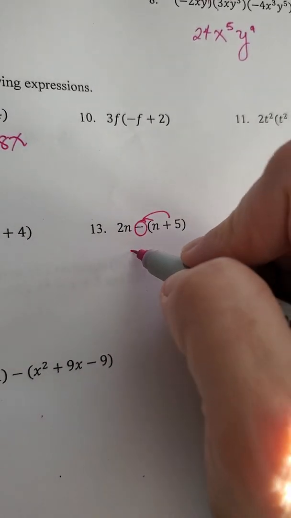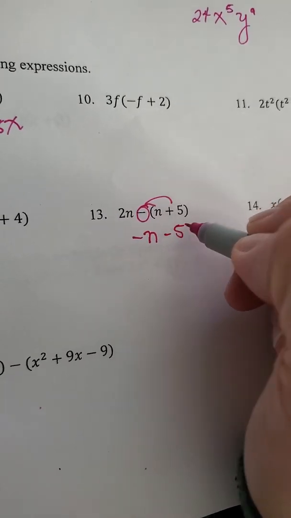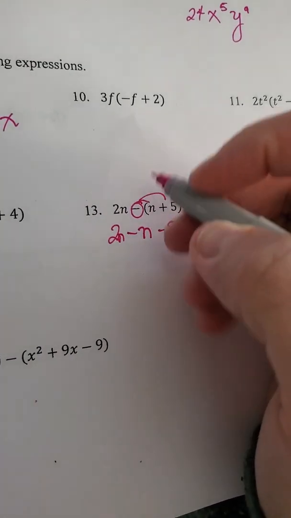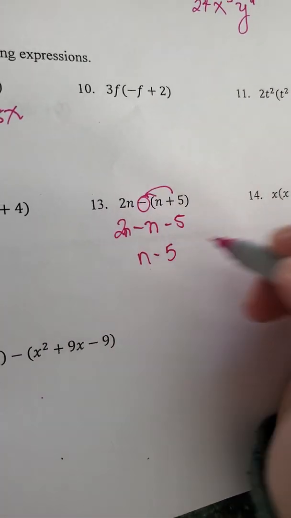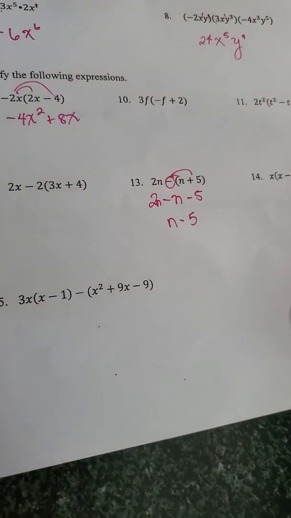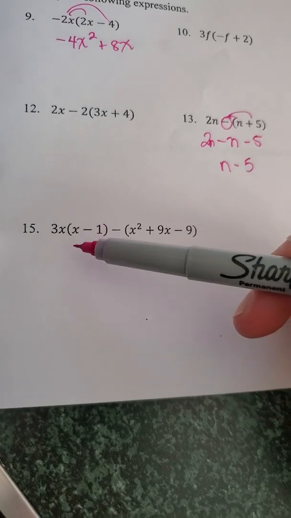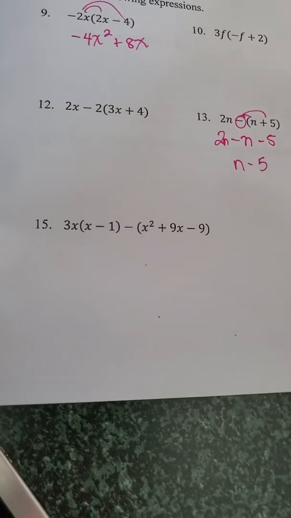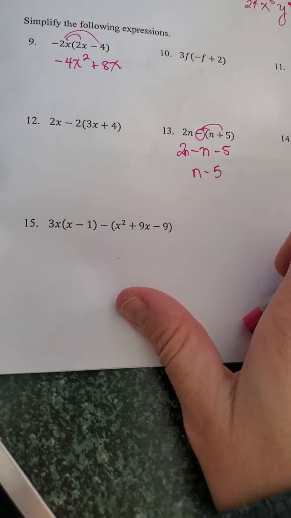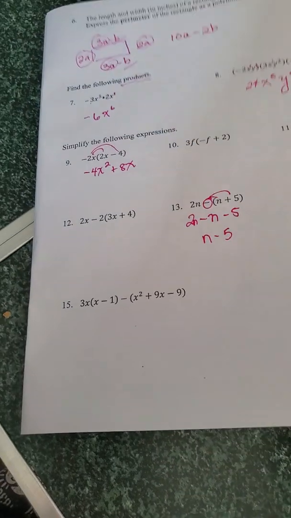Okay, on something like this, 13, all you're doing is distributing a negative. So that changes these signs. Negative n minus 5. Bring down your 2n, combine like terms. N minus 5. That's it. So on this one, you would distribute your negative here, distribute your 3x here, and then combine like terms. Check the answer key to check your work.